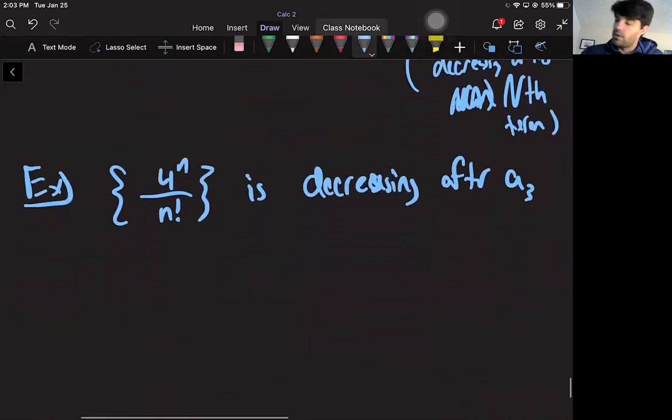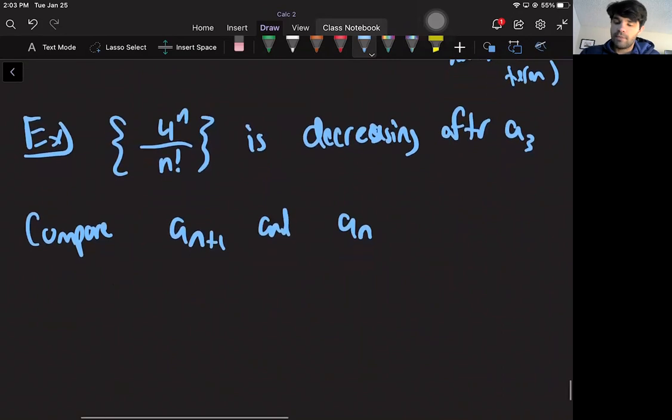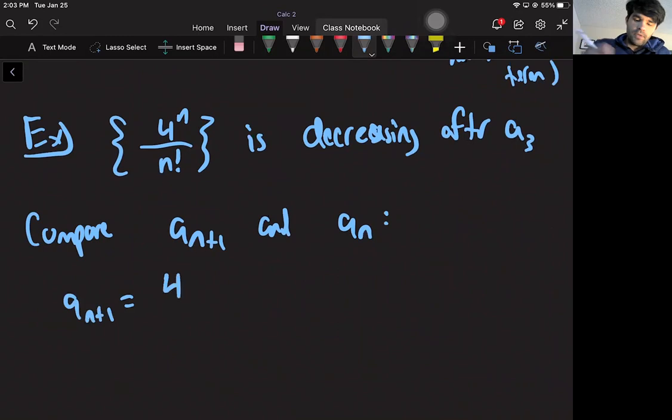We'll actually be able to see it by showing it using this same type of argument. Okay, so same exact type of argument. You compare an plus 1 and an. This time we put them in the other order because we're showing decreasing. Okay, so what's an plus 1? That's just the n plus 1th term. That just means plug in n plus 1 for n. So that n becomes n plus 1 up there.